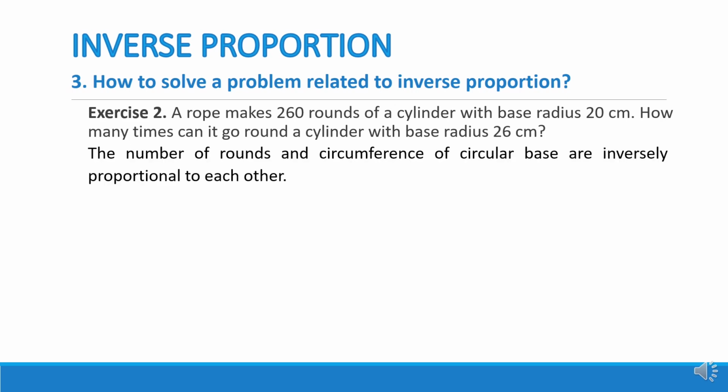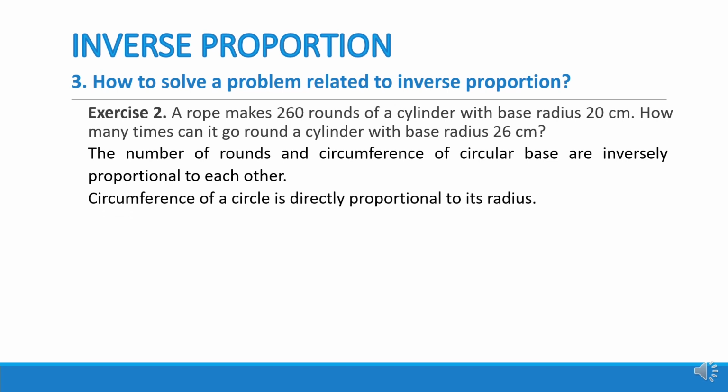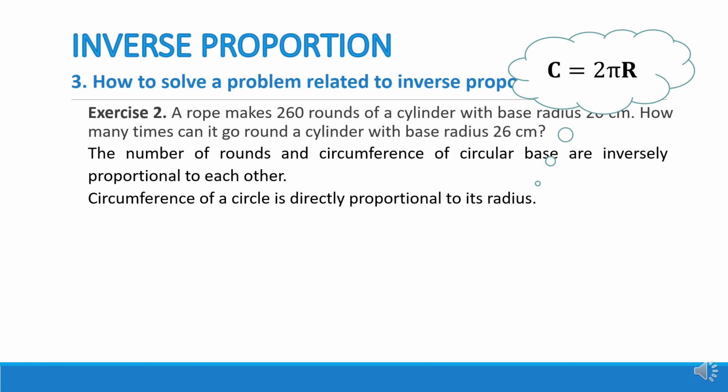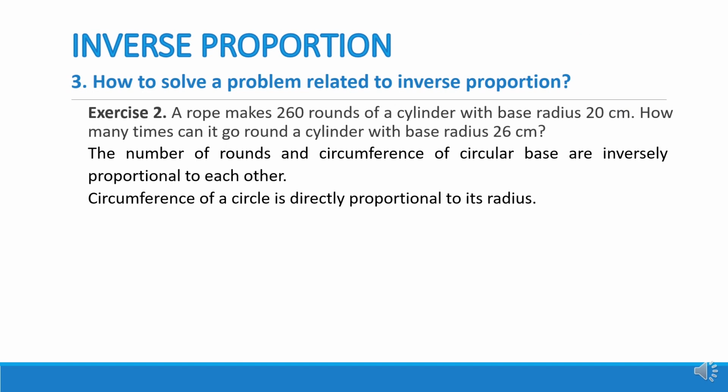Besides, the circumference of a circle is directly proportional to its radius, because the circumference of a circle is the product of 2π and its radius, and we know that π is a constant. Thus, the number of rounds and the base radius are inversely proportional to each other.